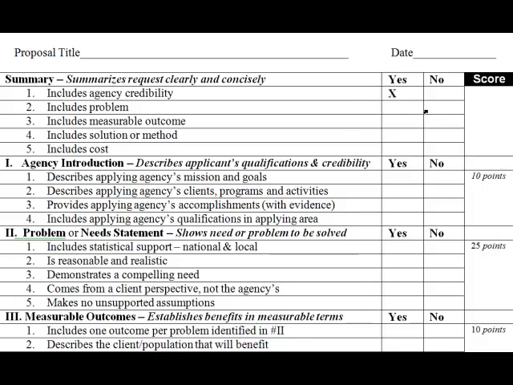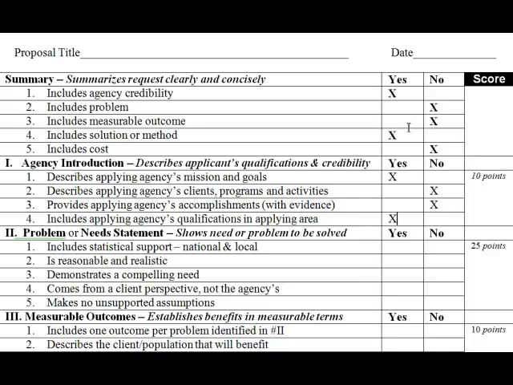So let's say the problem does not have a statement of the problem, and you don't have a measurable outcome, or the solutions, yes, it's included, but the cost is not. So you go through the proposal and mark all of the things that are present and all the things that are not present.